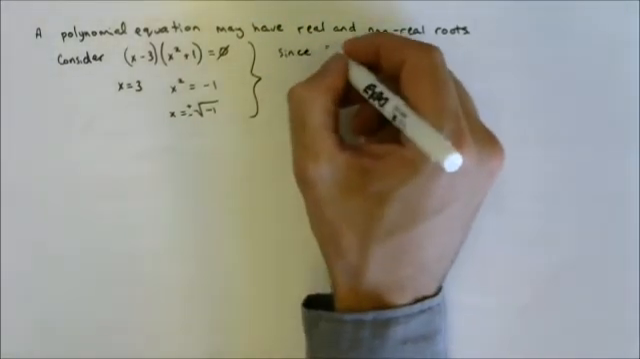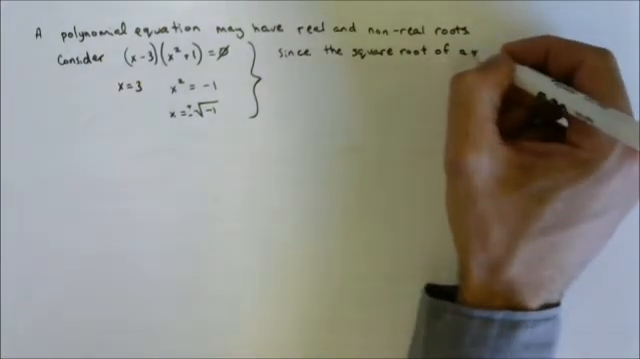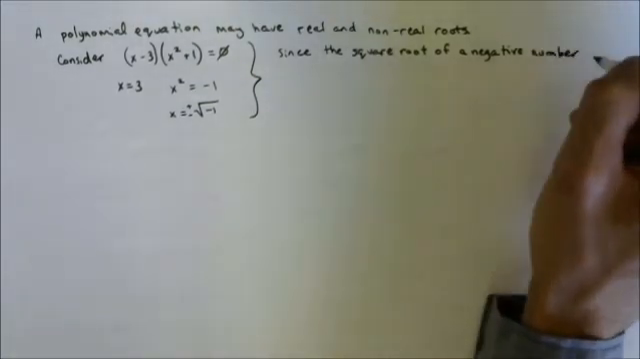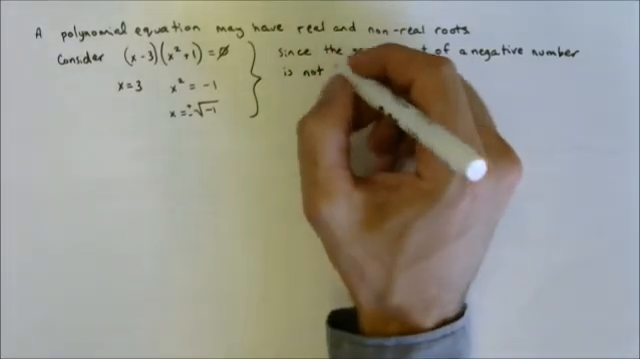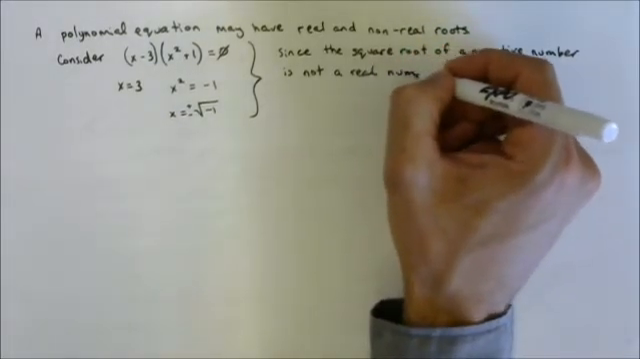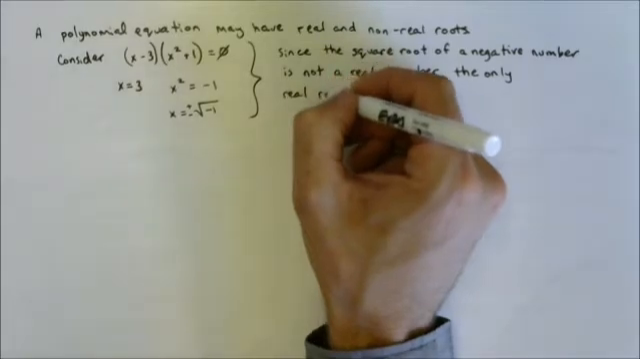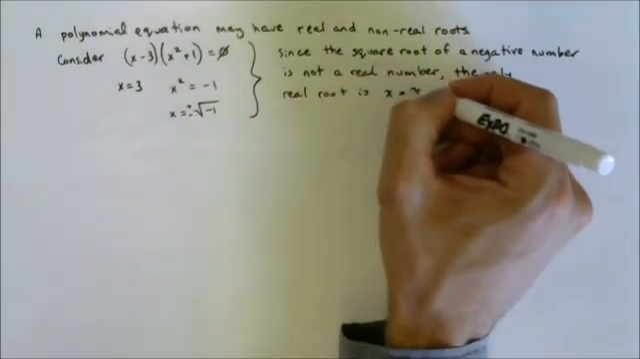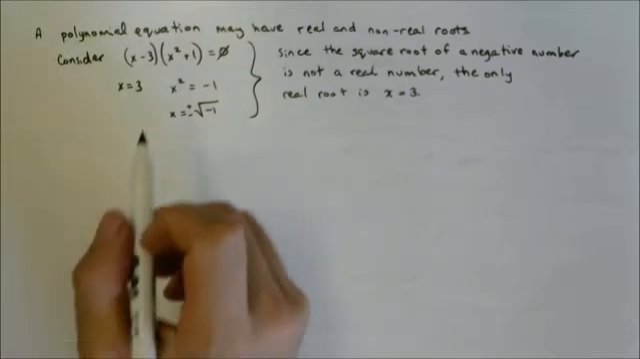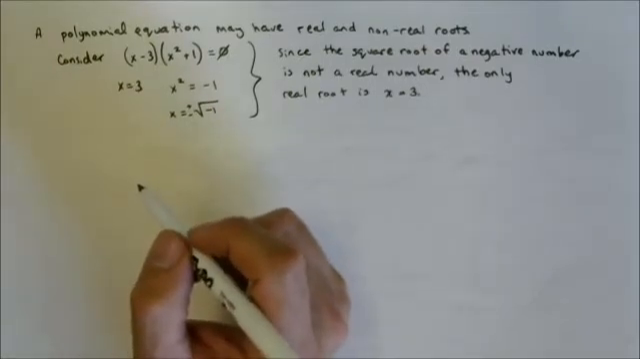Since the square root of a negative number is not a real number, the only real root is x equals 3. How do they show up on a graph? We'll draw one. Okay, so this graph, it is still a cubic. It says 3 factors of x. It looks like a cubic, but it only has one x-intercept, which is fine.